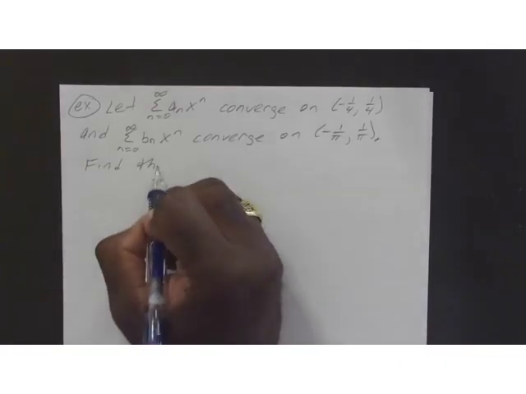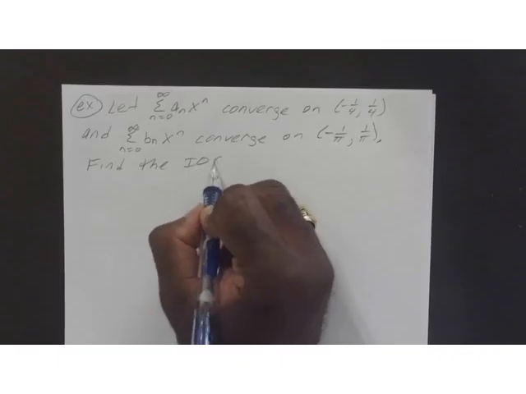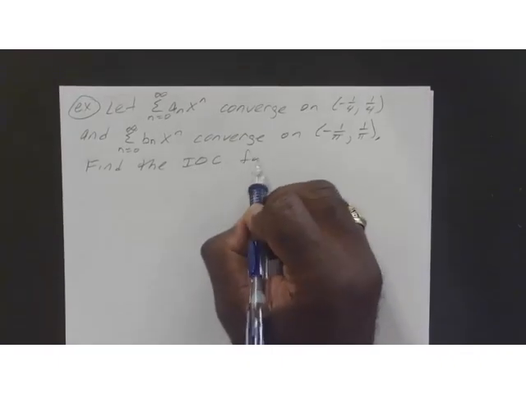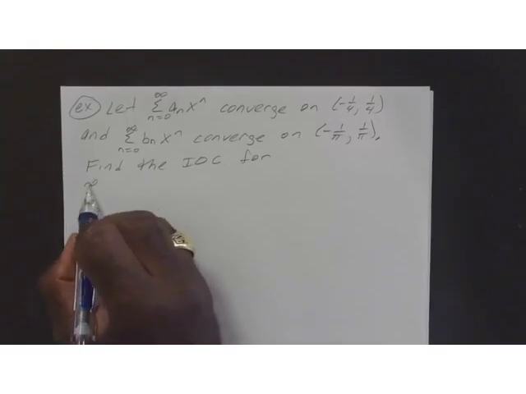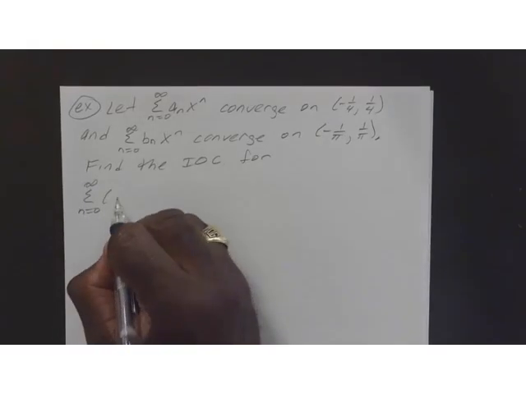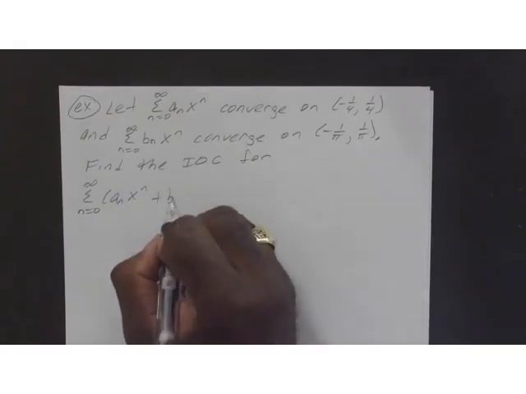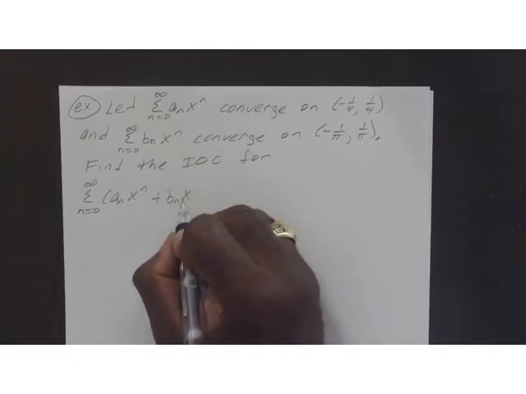So we want to find the interval of convergence for the sum from n equals 0 to infinity of a sub n times x to the power of n plus b sub n times x to the power of n.